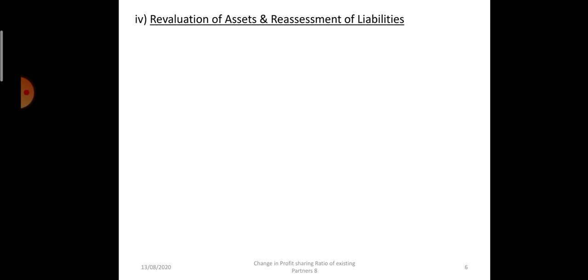Now revaluation of assets and liabilities. See, fourth step. First, gaining ratio, sacrificing ratio. Second, the treatment of goodwill. Third, accumulated profits and reserves. And fourth, revaluation of assets and liabilities.